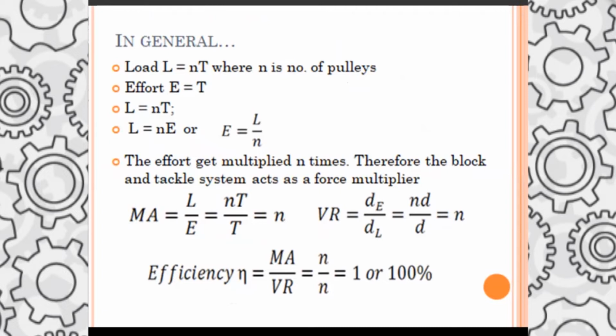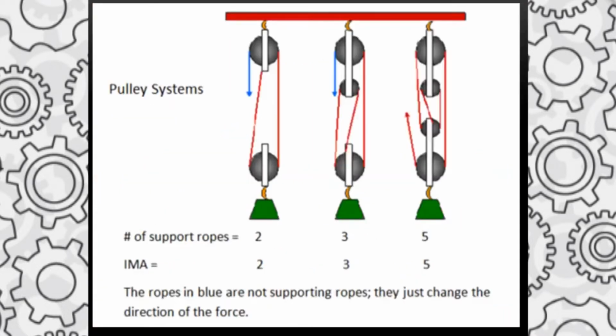So the more pulleys you use, the easier your work is going to be and the better force multiplier the pulleys will act as. But in all the cases, the efficiency is always 100%.